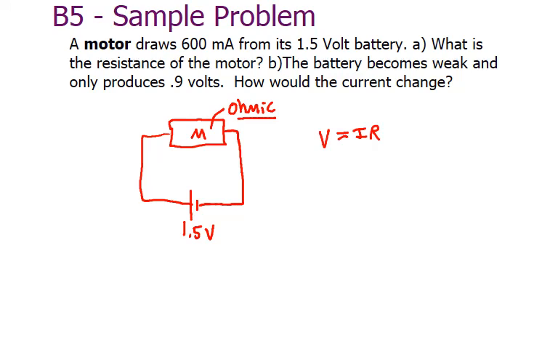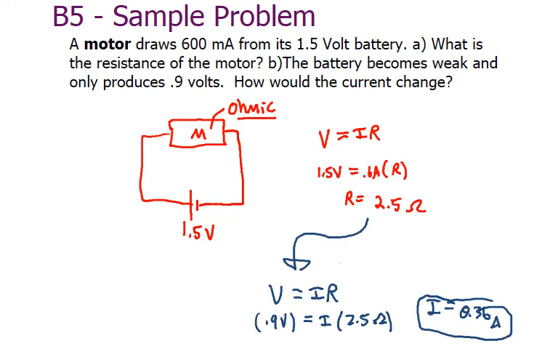All right, so V equals IR. We have our voltage and we have our current, and so the resistance will be 2.5 ohms. And for part B, we keep the same resistance, 2.5 ohms, and we have the voltage, which is 0.9 volts. We divide that out, so the current that goes through the circuit would be 0.36 amps.